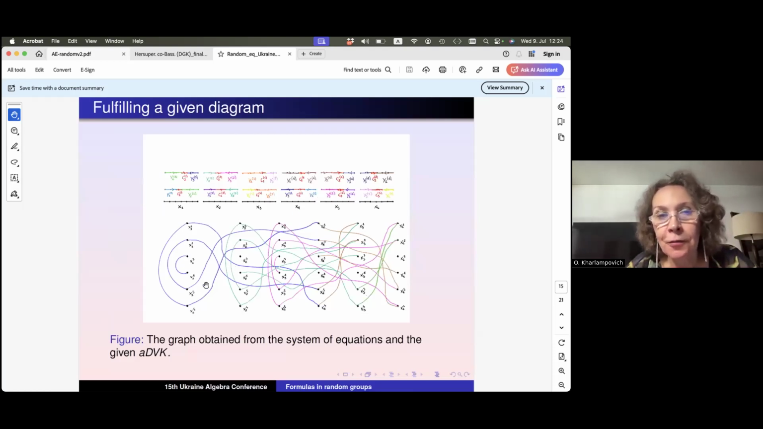Then this graph shows that, for example, this letter x1, everywhere where it appears, must be the same letter. So this shows that we have to put a lot of restrictions on the words to satisfy this diagram. And eventually one can prove that the probability of this goes to zero as L goes to infinity.